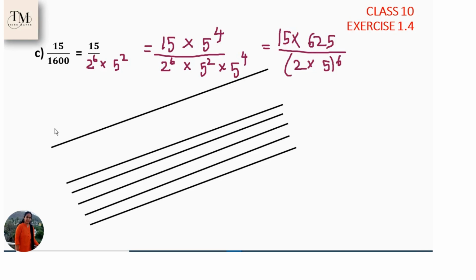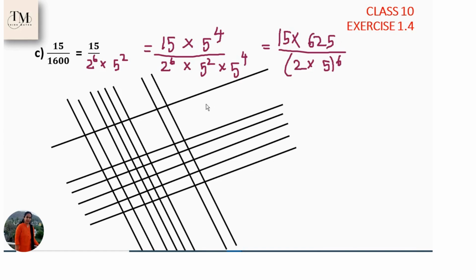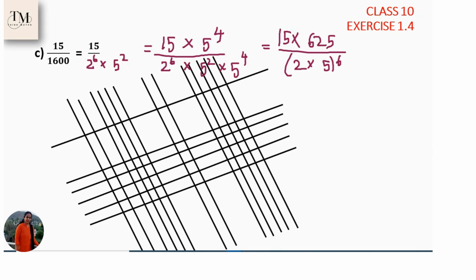Next, for the next value 625, you have to draw lines in this direction. So 1, 2, 3, 4, 5, 6. Next value is 2, so you have to draw 2 lines. 1, 2. Next 5, 5 lines. 1, 2, 3, 4, 5. So you have to partition into zones. So this is the first zone, this is the second zone, this is the third zone, and this is the last zone.